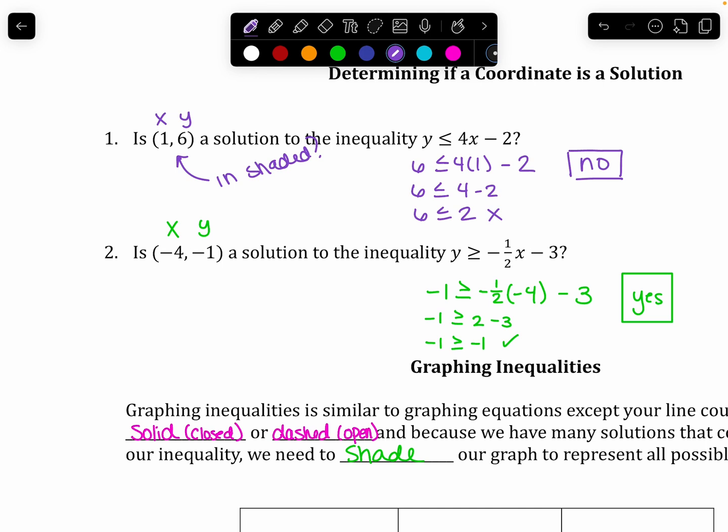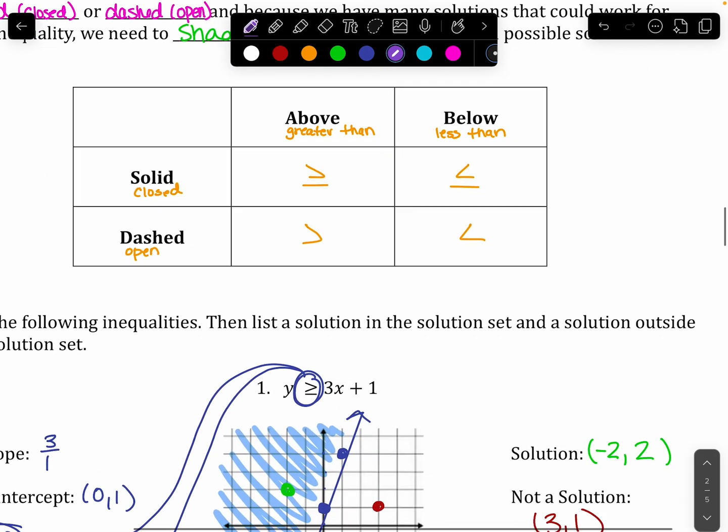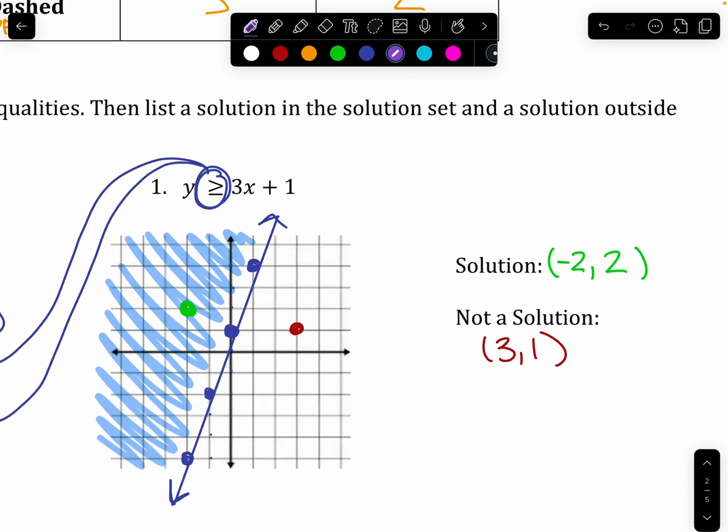Well, you can plug it in and mathematically figure it out. Because this did not work out, this would actually be a coordinate in the non-shaded area. And then vice versa down here, is (-4, -1) a solution? Yes, because it works out. That means that if I were to graph this and grab point (-4, -1), it would be in the shaded portion of my graph.